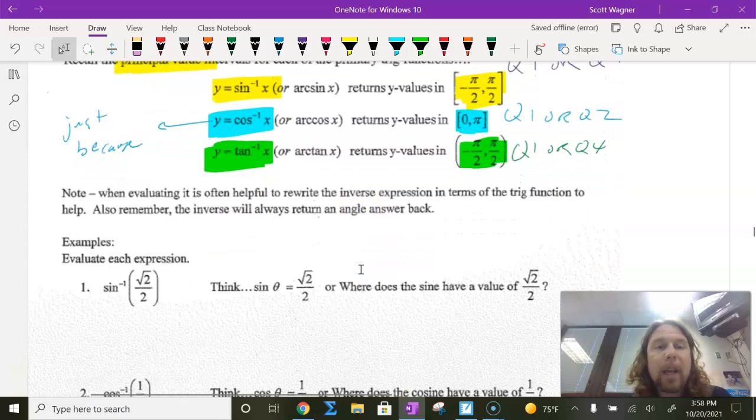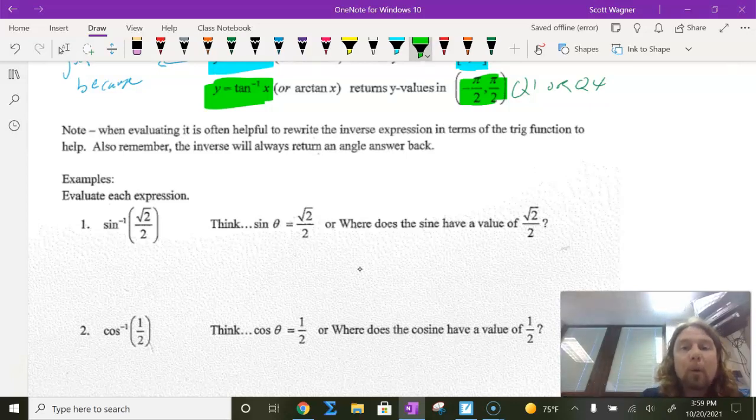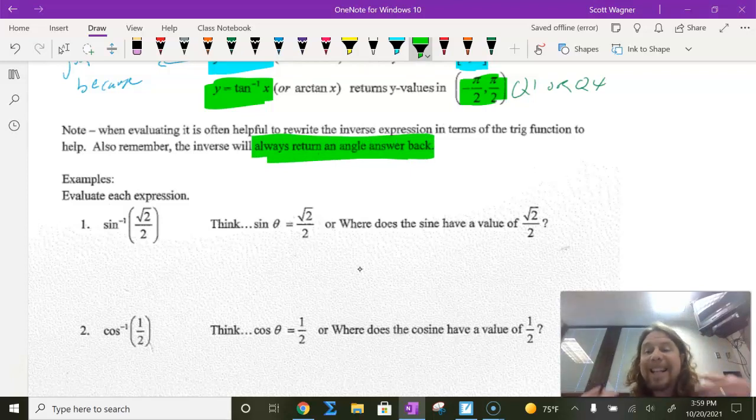When evaluating, it's often helpful to rewrite the inverse expression in terms of a trig function. It might help. Also remember, inverses will always return an angle answer back. So you're going to do this to get an angle out. It might be an angle in radians, it might be an angle in degrees, but you're always going to get an angle out when you come up with the answer here.